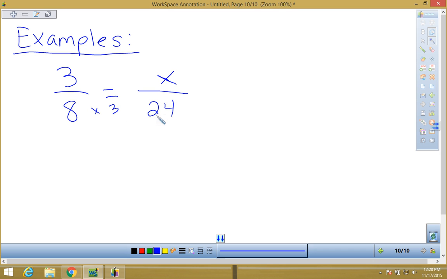So we have to do the exact same thing to the top, right? So 3 times 3 is? 9. So the way that this would look is 3/8 is equal to 9/24. Questions?